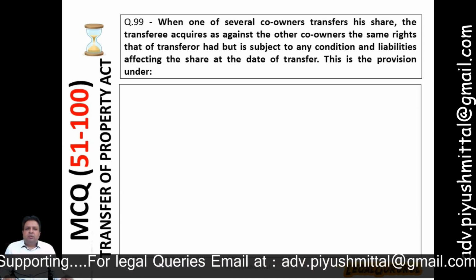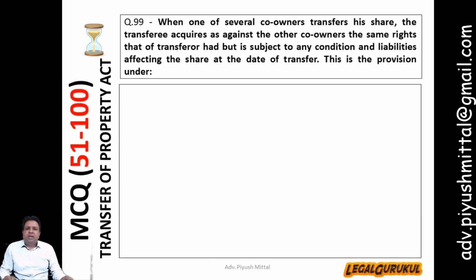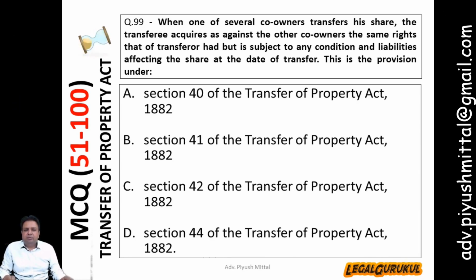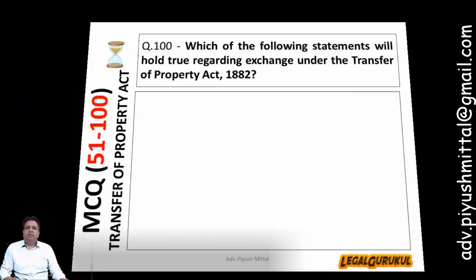Question number 99. When one of the several co-owners transfers his share, the transferee acquires as against the other co-owners the same right that the transferor had, but is subject to any condition and liabilities affecting the share at the date of transfer. This is the provision under A. Section 40 of TPA Act, B. Section 41 of TPA Act, C. Section 42 of TPA Act, D. Section 44 of Transfer of Property Act, and the correct answer is D. Section 44 of TPA Act.